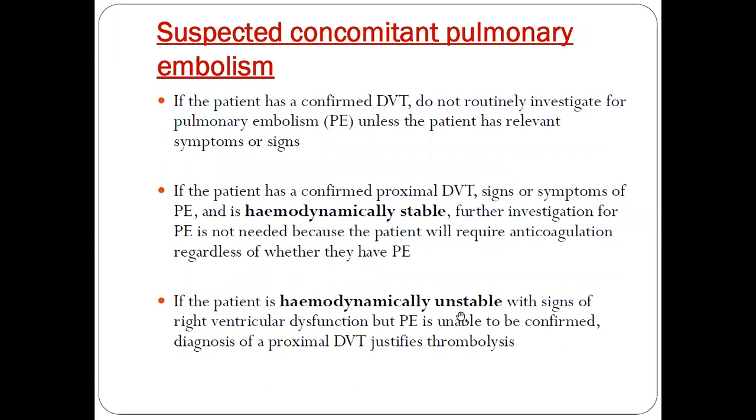If the patient is hemodynamically unstable with signs of right ventricular dysfunction but pulmonary embolism is unable to be confirmed, diagnosis of proximal DVT justifies thrombolysis.